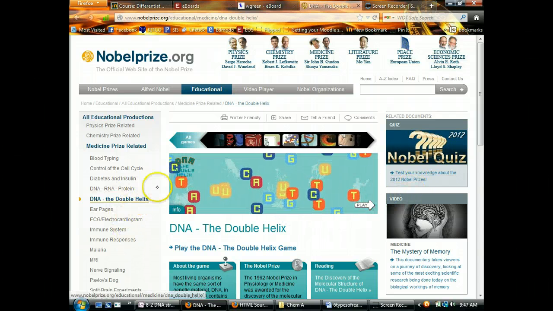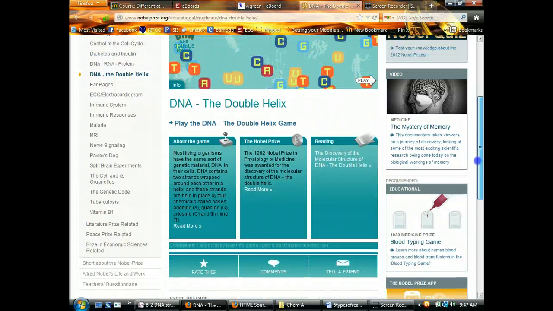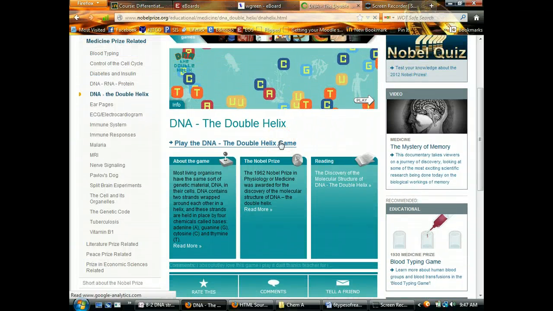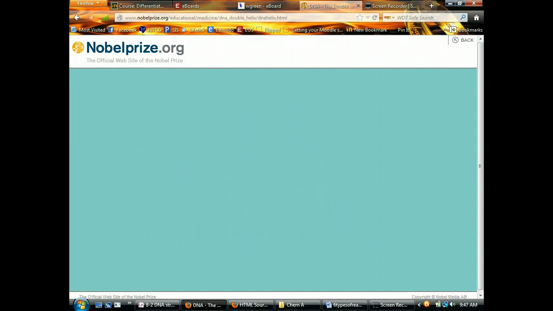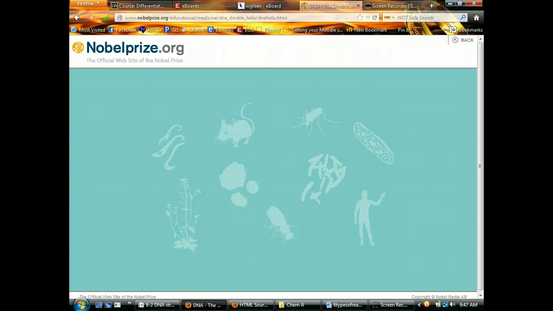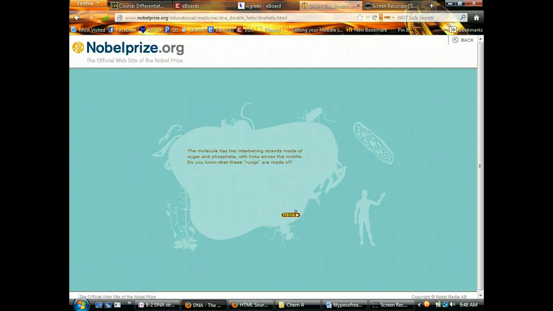Okay, so let's see, DNA. I'll put a link to this up there because you can try this out. What we're going to do here is try to replicate a DNA molecule. And this takes you through a description of it. By the way, the helix idea is that those two strands are twisted, as you can see in the models, into a spiral staircase.